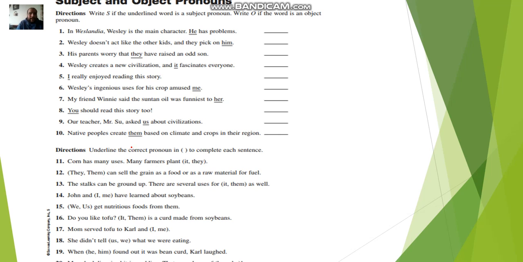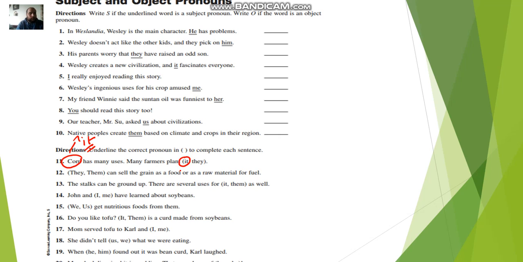Okay, underline the correct pronoun in brackets to complete each sentence. Corn has many uses. Many farmers plant. You have corn here, and corn here is going to be replaced by it, because we are talking about the whole thing as one thing. So many farmers plant it.